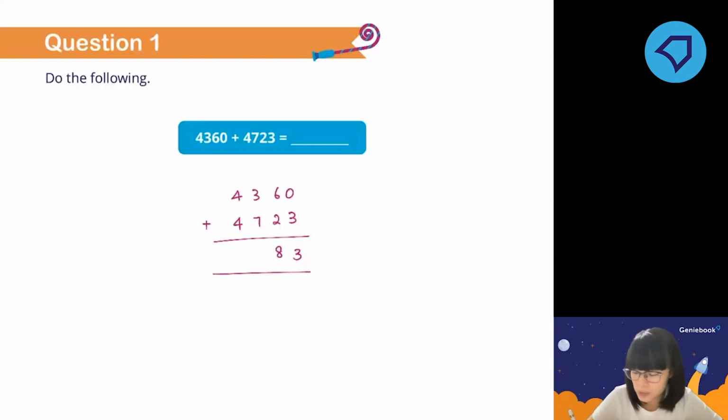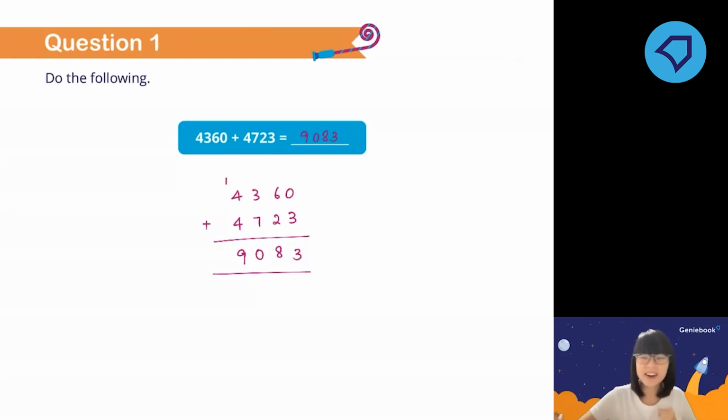3 plus 7 is equals to 10. So we're going to carry 1 over. 4 plus 4 is equals to 8, plus the 1 that we carry over, you have 9. So your answer would be 9,083. Again, even though we are doing the addition from right to left, make sure your final answer will be 9,083, not 3,809. Okay, that is very, very important.